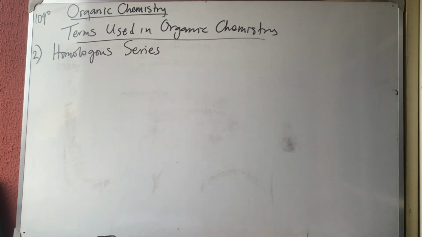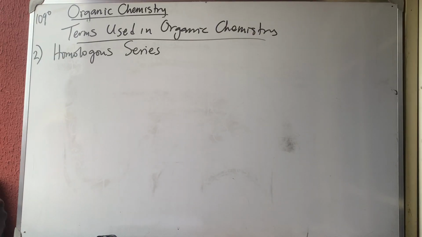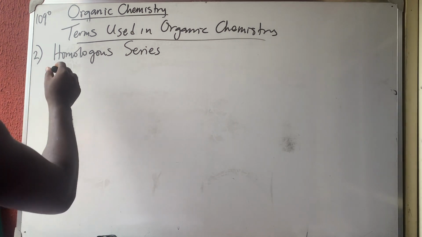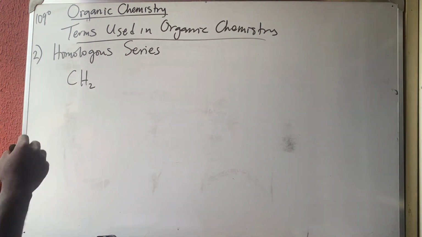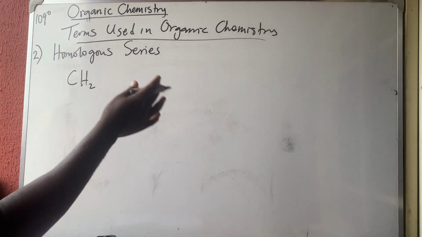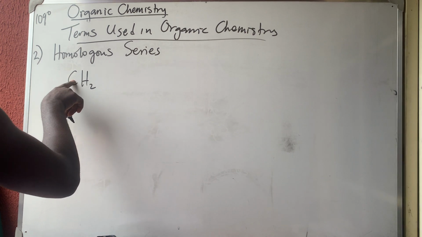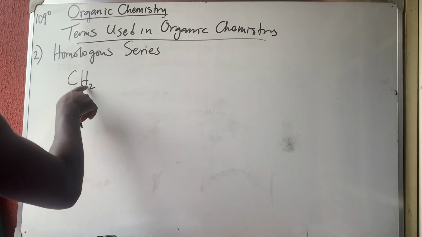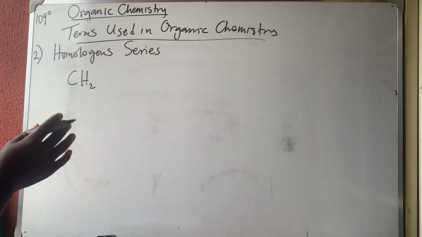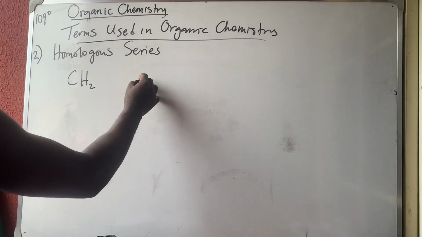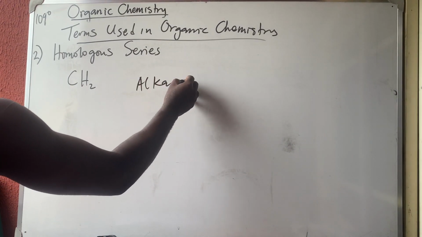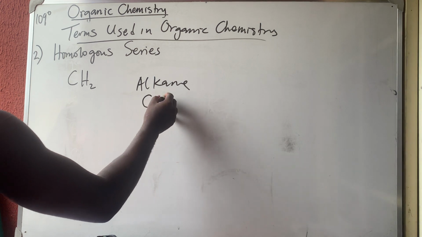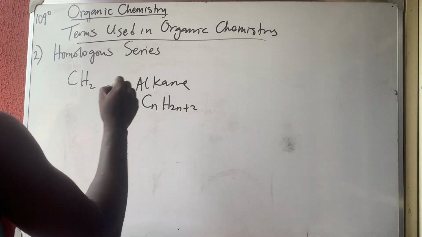For homologous series, this is the family of organic compounds which follows a regular structural pattern in which each successive member differs by CH2. Very, very simple. To get the next member is simply to add one carbon and two hydrogen. For example, alkane. The formula for alkane is CnH2n+2. I hope you know.